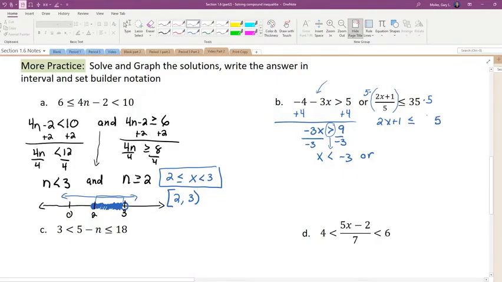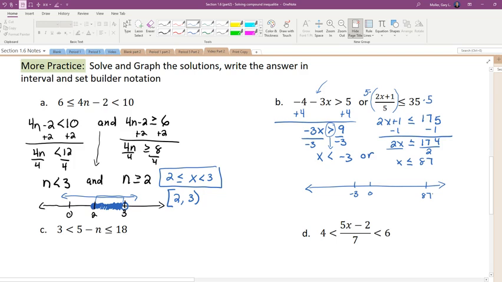15, it's 175. I'm going to subtract 1. I get 2x is less than or equal to 174. And I'm going to divide by 2. And that's going to be x is less than or equal to 87. Yes, 87. So I'm going to put it on a number line before I decide exactly what I've got. I've got -3. I've got 0. And 87's way the heck over here.